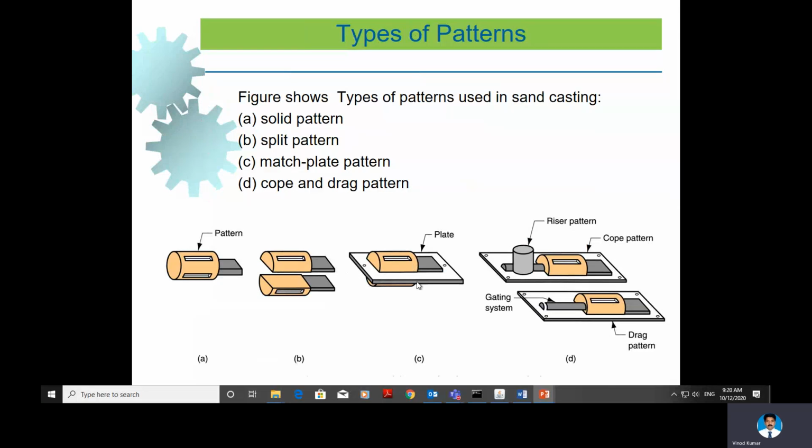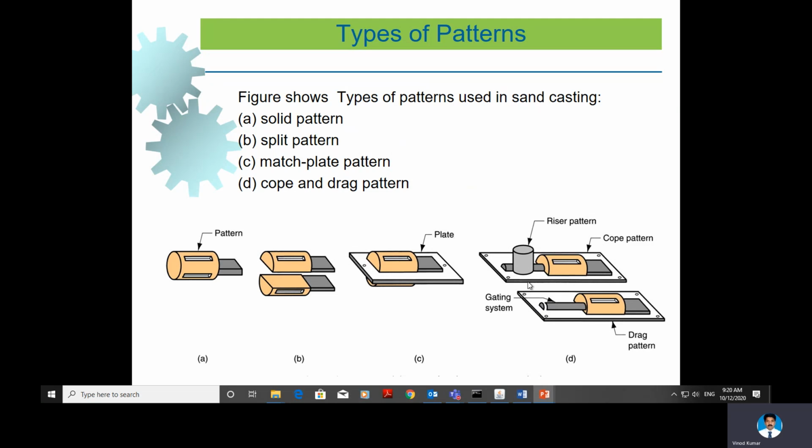Then cope and drag pattern. That means there are two parts. The first half will be connected with a riser and fixed in the cope. The second part will be in the drag. So there are two halves connected with a riser. This is also very common. So these are the types of patterns we generally use.